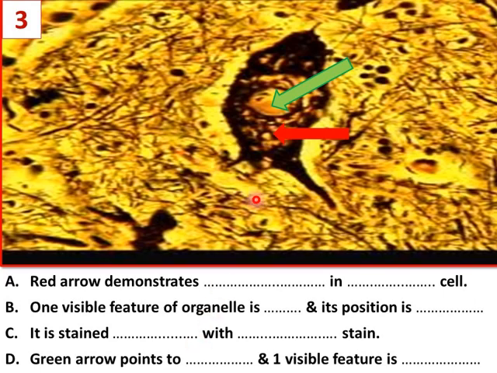This is a light microscopic picture stained with silver. The organelle stained with silver is the Golgi apparatus, which appears either as granules or fibrils stained brown with silver, and in the nerve cell it appears perinuclear. The green arrow is the nucleus. The red arrow demonstrates the Golgi apparatus in a nerve cell. How do I know that it is a nerve cell? Because the Golgi apparatus is perinuclear. Stained brown with silver, the green arrow points to the nucleus, which appears rounded and central.